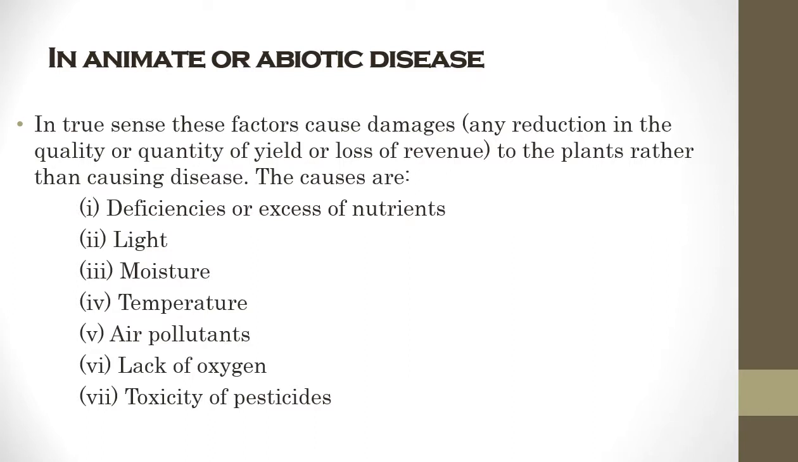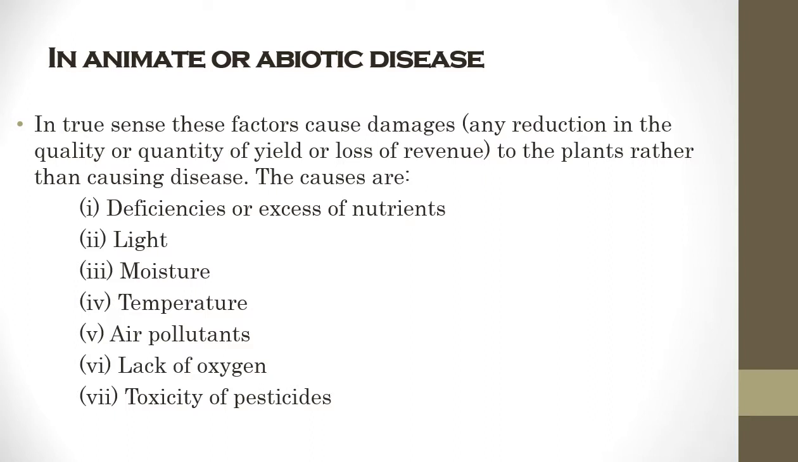The second one is abiotic agents, otherwise called inanimate agents. The abiotic agents include deficiencies or excess of nutrients, which means deficiencies also cause a few symptoms and yield reduction. So these abiotic factors are also responsible for disease losses and quality and quantity damages. The other abiotic factors are light, moisture, temperature, air pollution, lack of oxygen, and toxicity of pesticides. These are all the abiotic factors which cause plant diseases.